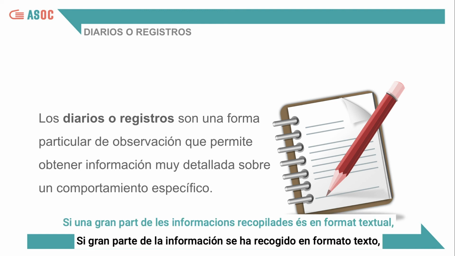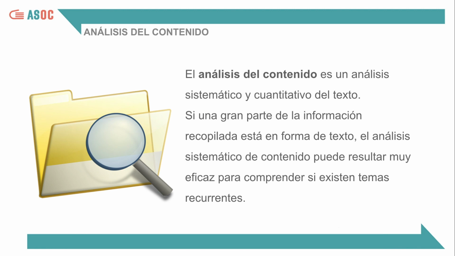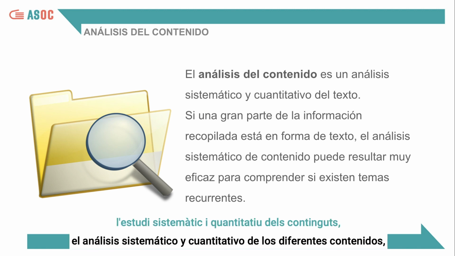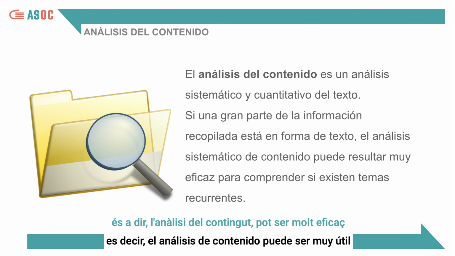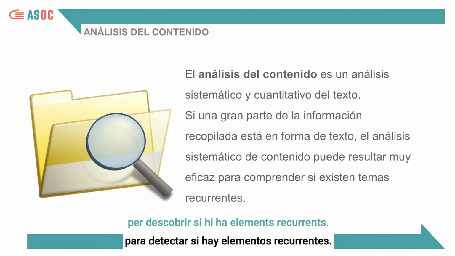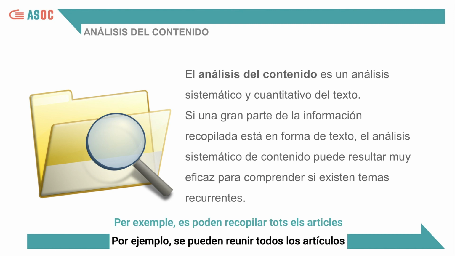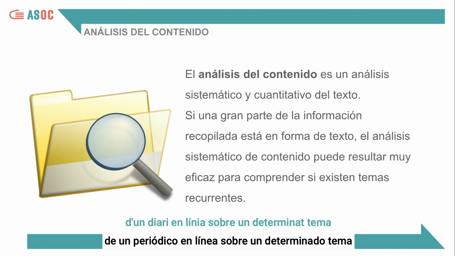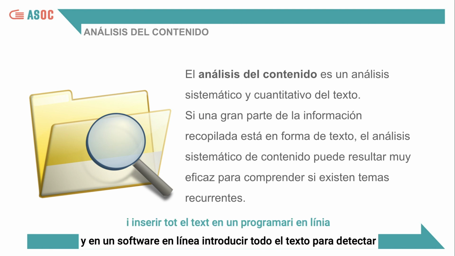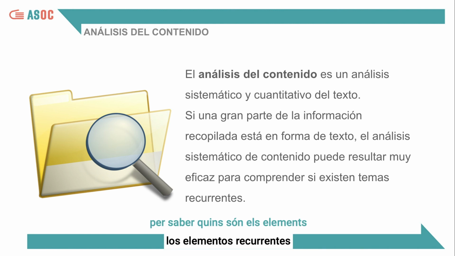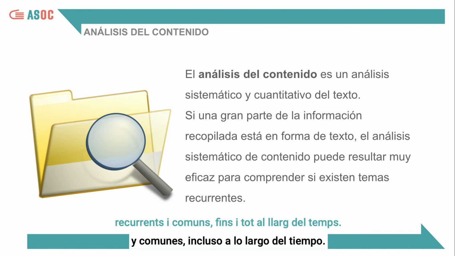If a large part of the information collected is in written form, the systematic and quantitative analysis of the contents, that is, content analysis, can be very effective in understanding if there are recurring elements. It is possible, for example, to collect all the articles of an online newspaper on a specific subject and to insert the entire text into an online software to understand which elements are recurring and common, perhaps over time.